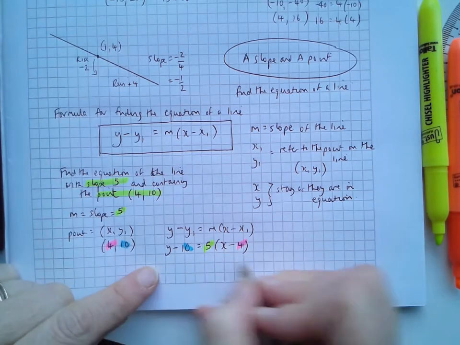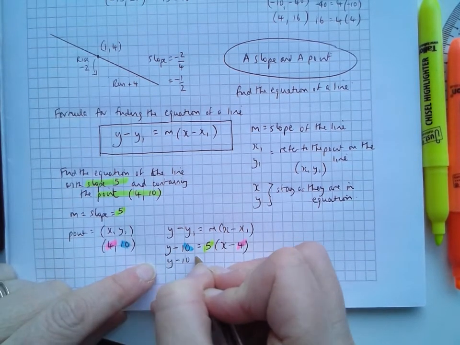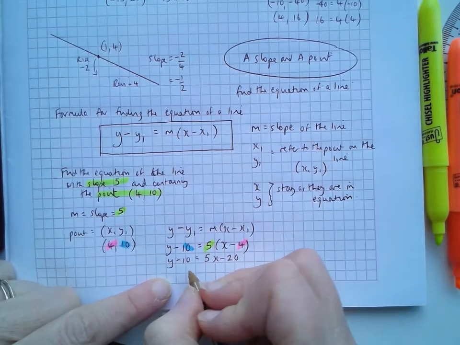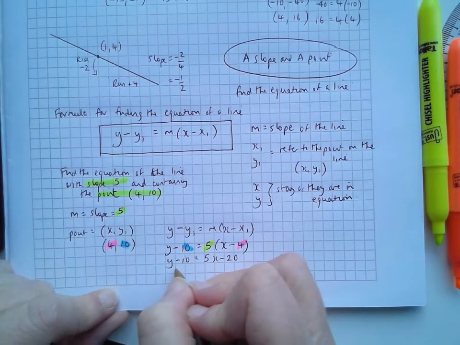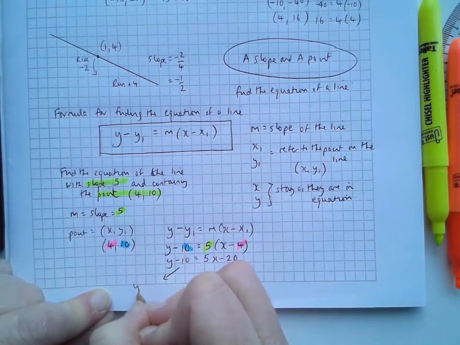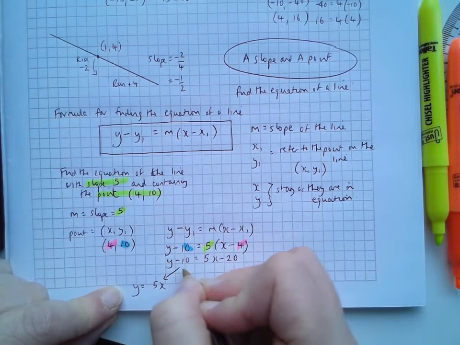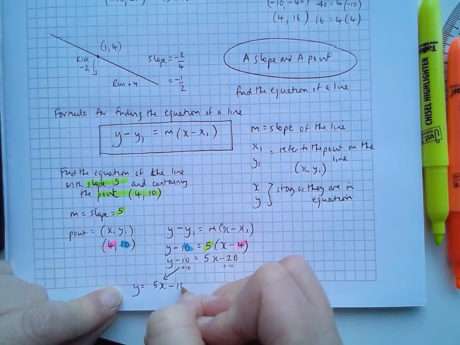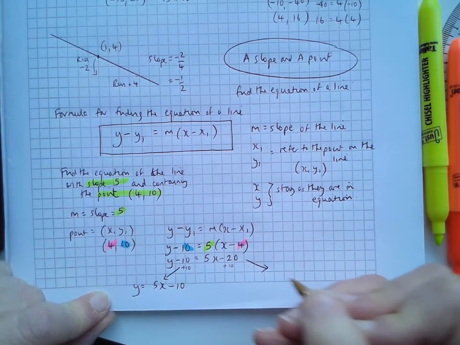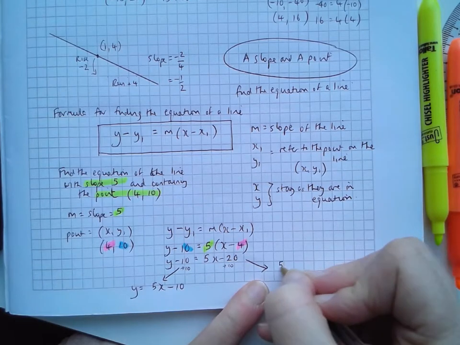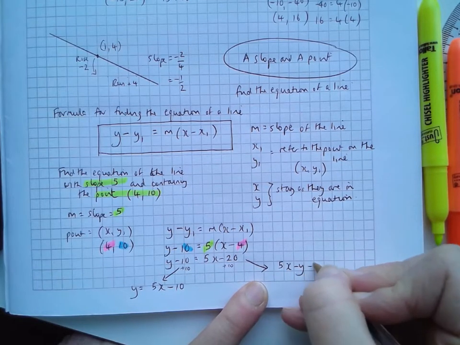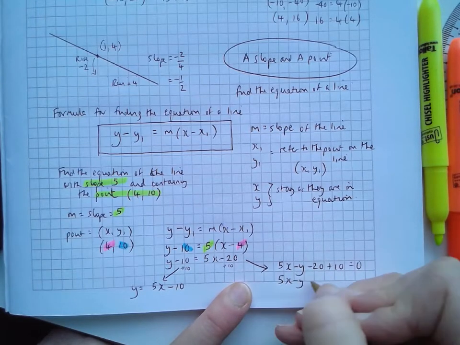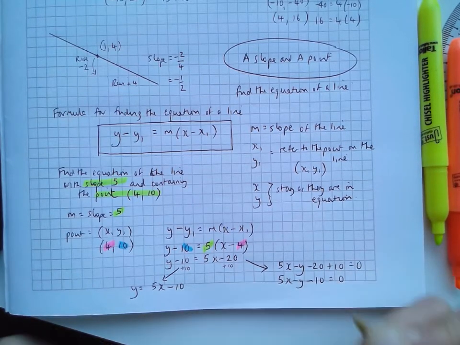So what do I do? I multiply out my bracket. y minus 10 is equal to 5x minus 20. And then I'm going to rearrange it. Now there's two forms you can give it in. One form says y is equal to 5x, add 10 to both sides, 5x minus 10. That's one form. And the other form says get everything to one side. So I've got 5x minus y minus 20 plus 10 is equal to 0. 5x minus y minus 10 is equal to 0.